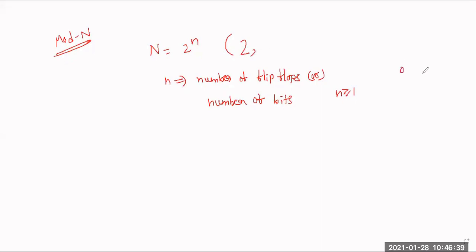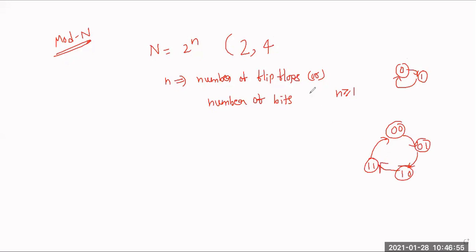So that is 0 state, next 1 state. If n equal to 2, then there are 4 states, that is nothing but 00, 01, 10, 11, and again it will be repeated.